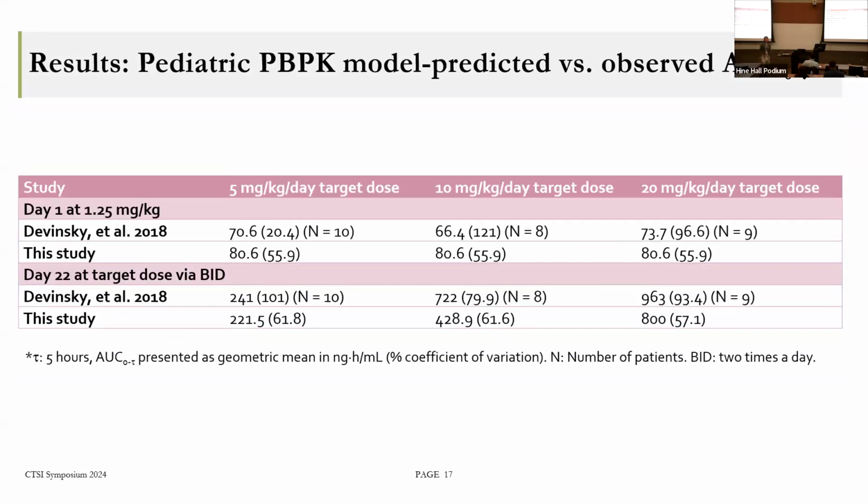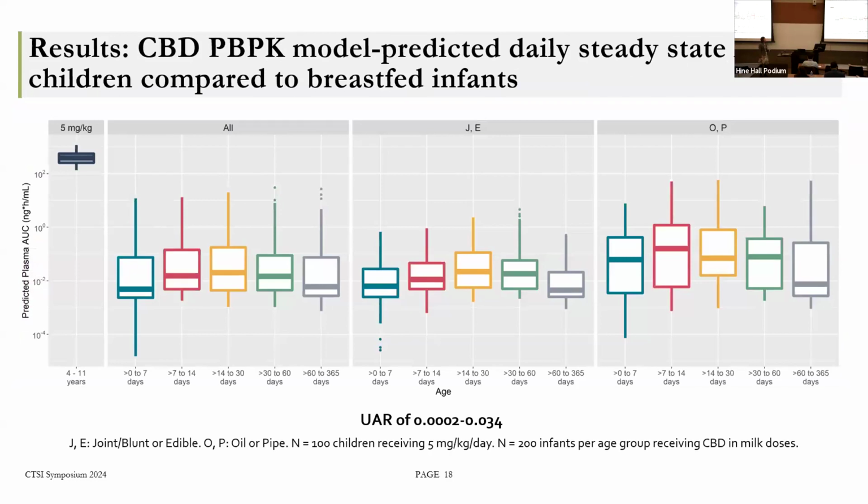Other results I just want to show really briefly: when we compared our pediatric PBPK model results to those of children taking CBD, ages 4 to 11 years old, we found pretty accurate predictions for AUC. And this plot pretty much summarizes the main results I want to show, which is looking at CBD PBPK model predicted daily steady-state AUCs of children compared to the breastfeeding infants.